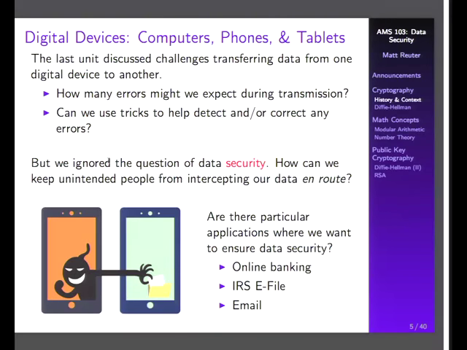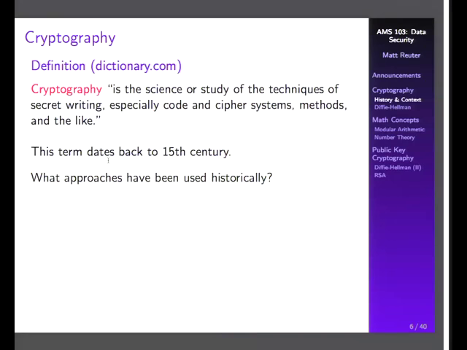Other ideas of where data security might be important? Okay. So how does data security work? Well, the big thing that it encompasses is this idea called cryptography, which I'm guessing most all of you have heard before. And to take the definition from dictionary.com, it's the science or study of the techniques of secret writing, especially code and cipher systems, methods, and the like. So again, secret writing. How do we take our message and encrypt it in some way such that it's not obvious to anyone who sees the message what it is that we're trying to say?